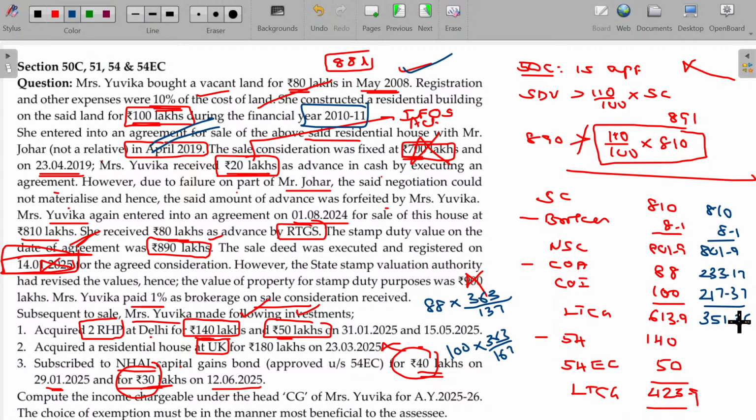the long-term capital gain in this case being 351.36. From that you have to subtract these two. So again, here also your capital gain is more than 2 crores. So you will be eligible for only subtracting one house property. 190 is subtracted. So balance 161.36 is the taxable long-term capital gain.